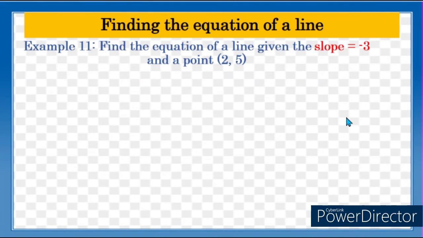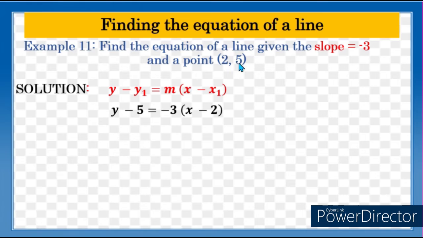Example number 11. Okay, ganito naman. Given ang slope and also the point. So, anong gagamitin po natin? Okay, so ang gagamitin po natin ay y minus y sub 1 is equal to m times x minus x sub 1. So, substitute natin. I repeat, the value of the m is negative 3 and the value of x sub 1 is 2 and the value of y sub 1 is 5. So, we have here y minus 5 is equal to negative 3 times x minus 2.